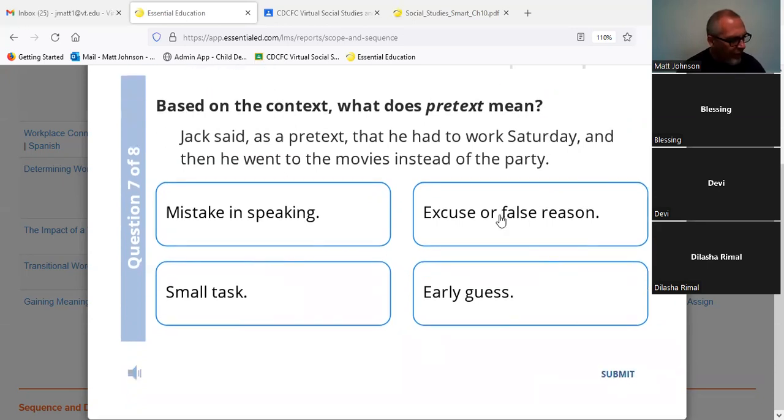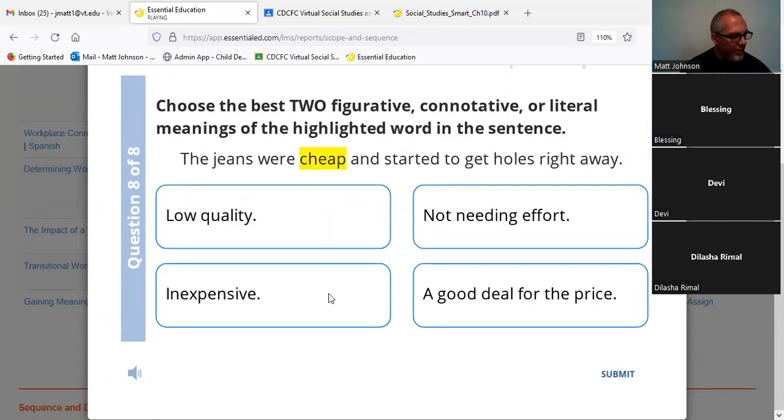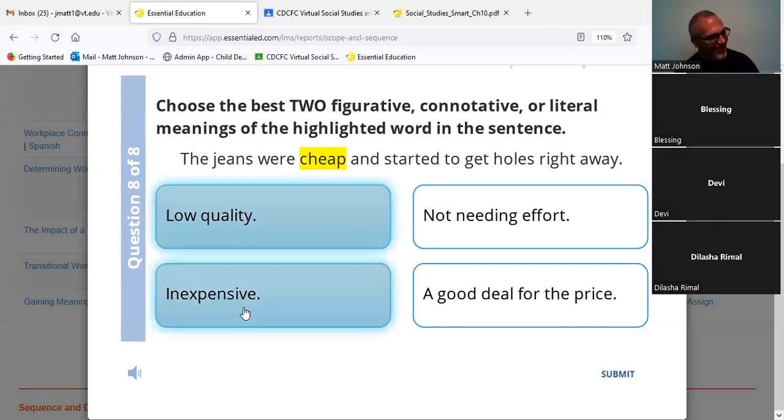Okay, we'll do it for the last one here. So this one, pretext means excuse or false reason. Oh, that makes me mad. Oh, it does say two. Does it say two for the other ones? Yes. Okay, so that's on me. I mentioned dementia earlier. Okay, never mind. I was wondering why it kept giving me wrong answers. Okay, so in this case, cheap means low quality and inexpensive. Oh, okay, that's on me. So you can pick two answers in those. I wasn't paying attention.